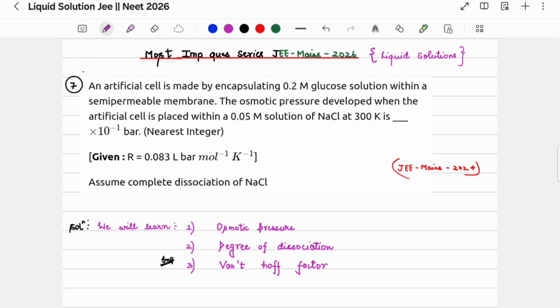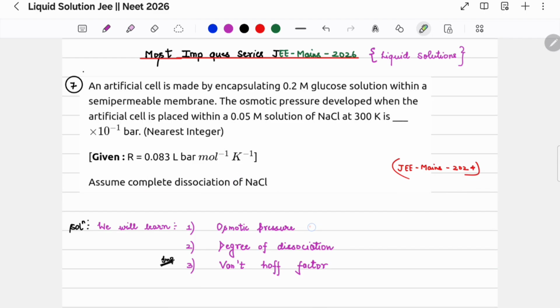In our liquid solution today we will discuss question number 7. Let's see what this question number 7 is telling. In this question they are telling an artificial cell is made by encapsulating 0.2 molar glucose solution within a semi-permeable membrane. Second line they are telling the osmotic pressure developed when the same artificial cell is placed within a 0.05 molar solution of NaCl. Temperature has been provided and R value also. And one extra information they are giving: this we are doing at complete dissociation of NaCl, meaning NaCl will dissociate into Na plus and Cl minus.